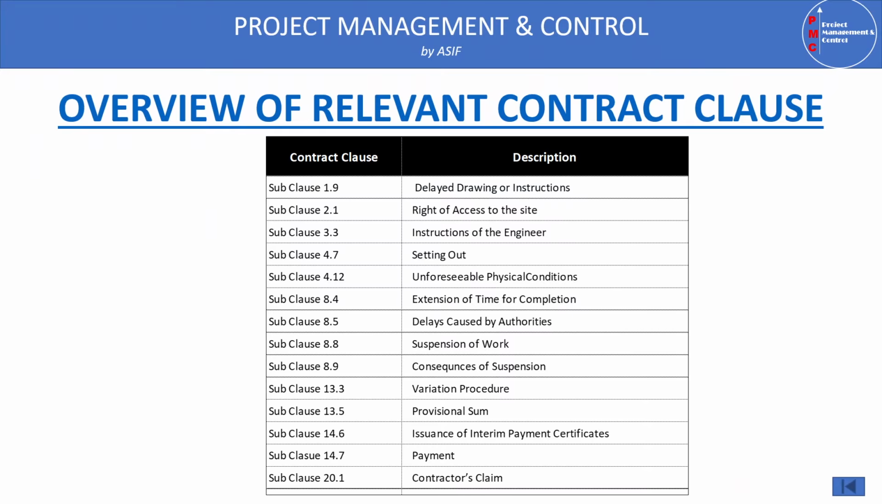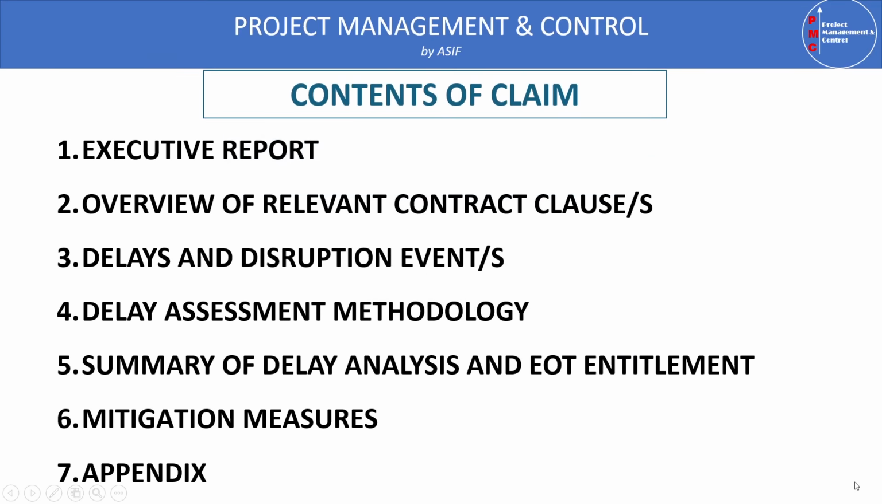So now you can see that the contractor's claim is based on the following conditions of contract: sub-clause 1.9, 2.1, 3.3, all of which are related to the contents of the claim. So now we have covered two topics: executive report and overview of relevant contract clauses. The executive report was already discussed in the previous video, number 1, and this video covers the overview of relevant contract clauses. In the next video, I will try to explain what the delay and disruption events are, how to define these events, delay assessment methodology, summary of delay analysis and EOT entitlement, then mitigation measures, and appendix.